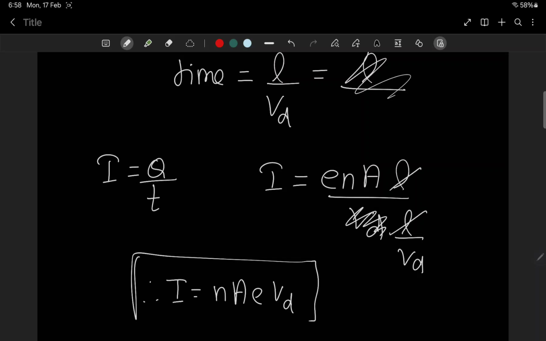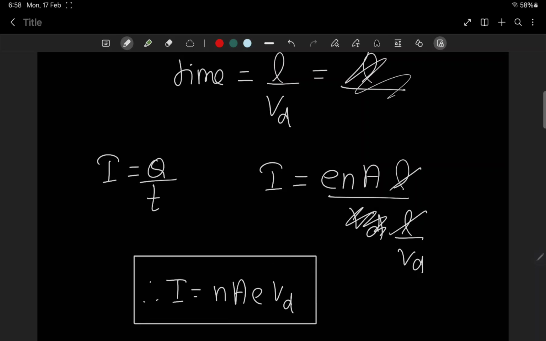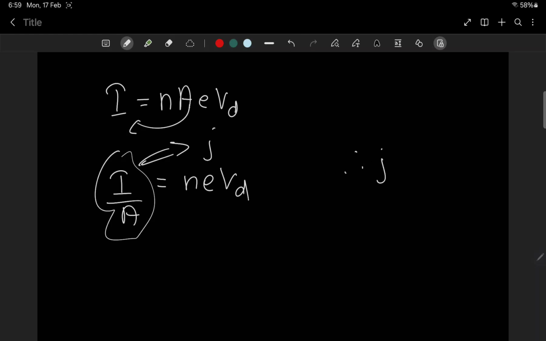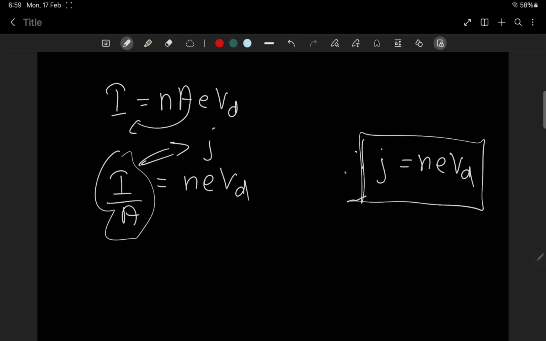A very important relation between current and drift velocity. We can also write this in another way: I = nAeVd. Taking A to the other side, it becomes I by A = neVd. In fact, I by A is called current density J. Therefore J = neVd. Just note it.